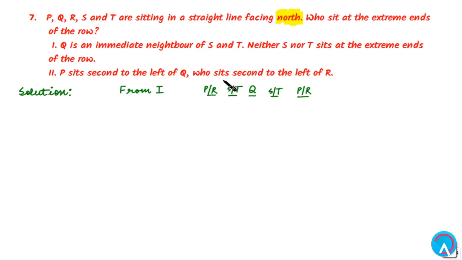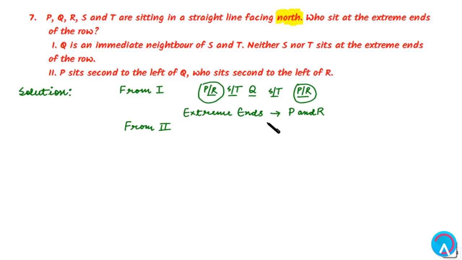Before going to the second statement, we can see here that from statement 1 we can conclude that at the extreme ends P and R are sitting. So from statement 1 we can get that at the extreme ends these two candidates, P and R, are sitting, and this is what we have to find out in the given question. So from statement 1 we can get the right answer. Now let's move over to statement 2.